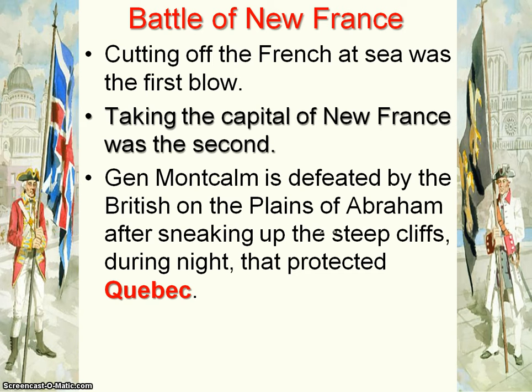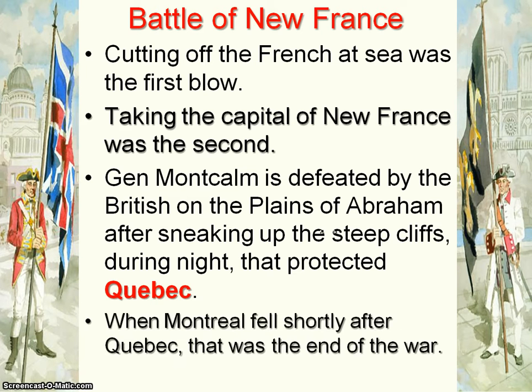And General Montcalm is defeated, which we read about on the Plains of Abraham, after they snuck up the back walls of this gigantic cliff during the night, and it protected Quebec. And eventually Montreal would fall shortly after Quebec. And pretty much that was the end of the war. I don't need to get into too many details, but I do want you to understand the big picture here.